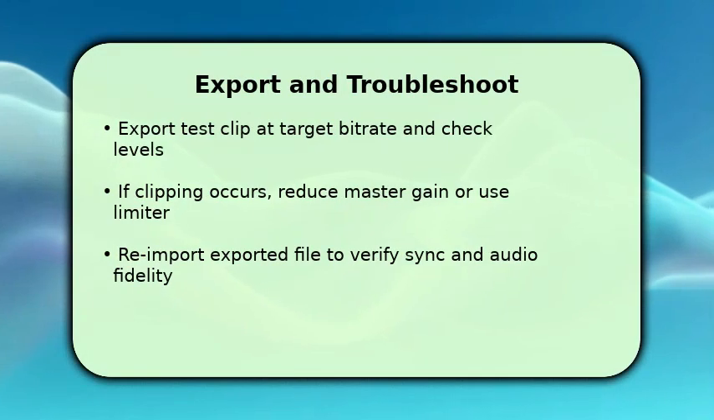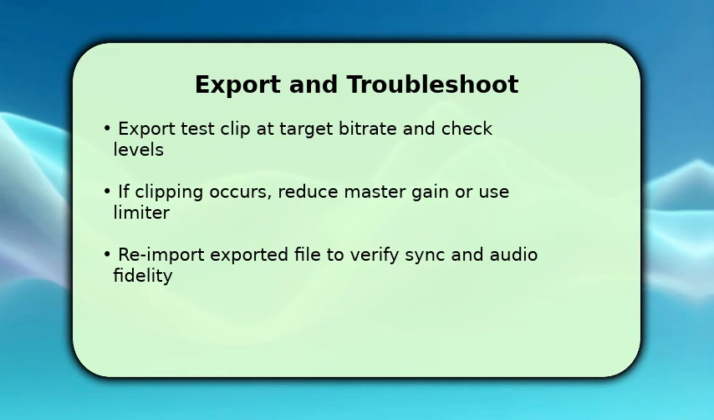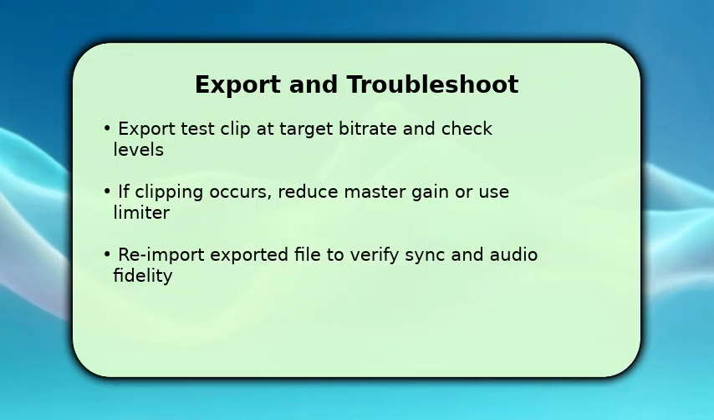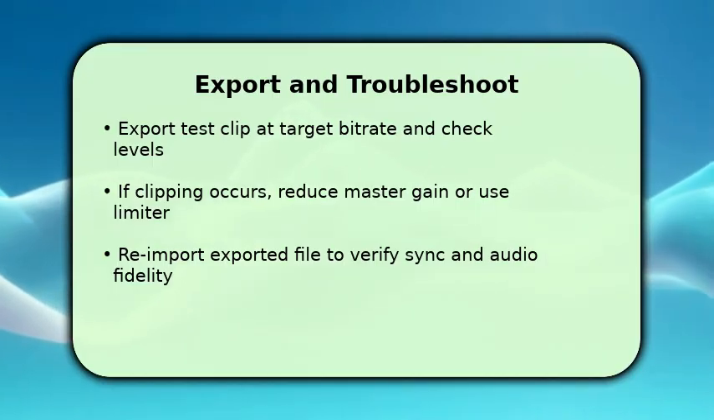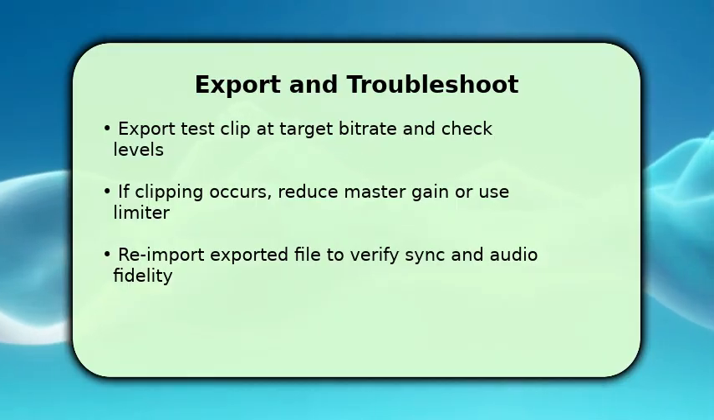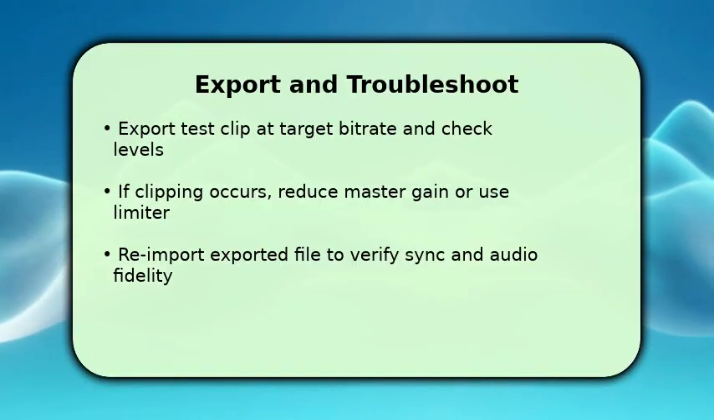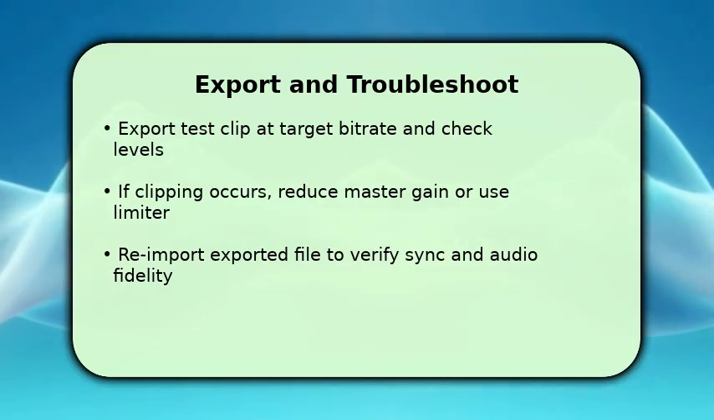Finish by exporting a short test at your final settings and checking loudness and clipping. This verifies that your music sits well in the final file. If you hear distortion, lower the master gain or insert a limiter to tame peaks and re-export. Make sure the exported audio stays in sync with visuals by re-importing that file into Kinemaster. If drift appears, match frame rate and timeline settings. One quick troubleshooting tip: if audio stutters, clear cache and restart the app before re-exporting.